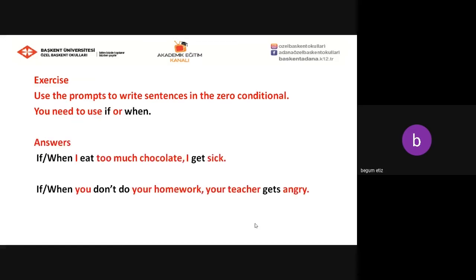Okay, can we say if or when I eat too much chocolate, I get sick? Next one, if or when you don't do your homework, your teacher gets angry. Like present simple here, present simple, and here, present simple as well.